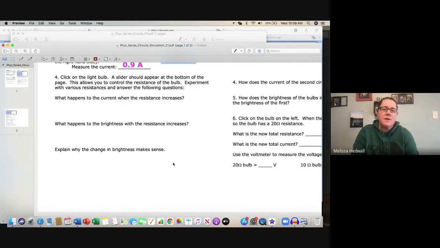And it says, click on the light bulb. A slider should appear at the bottom of the page. It allows you to control the resistance of the bulb. Experiment with various resistances and answer the following questions. What happens to the current when the resistance increases? What happens to the brightness when the resistance increases? And explain why the change in brightness makes sense.